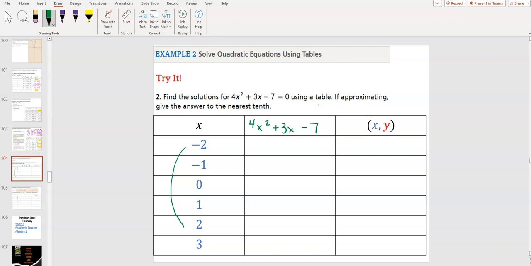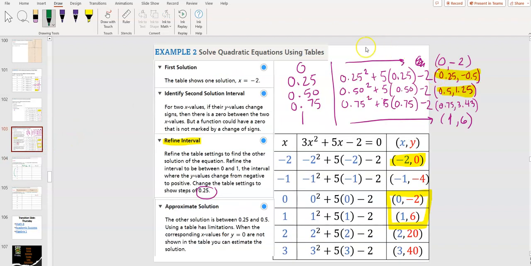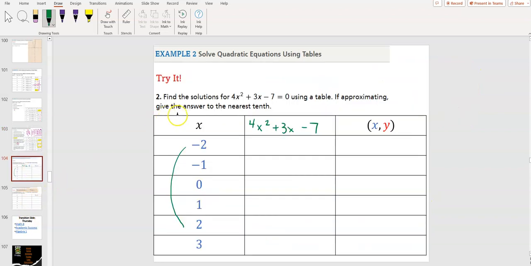If you do -2 and your answer for y is nowhere near 0, you might need to adjust your numbers. But if you do -2 and it's really close to 0, you can keep going up or down depending upon how close you are to 0 and where you think you need to go. I'm going to do the first one with you just to show you what you're doing, but then I want you to fill out the rest of the table and see if you can find those zeros. Remember, when your y's change signs, you're going to isolate those two numbers and then dive in deeper like we did on the previous page, and try to find that 0 to the nearest tenth. And that's what it says here: if you're approximating, find the answer to the nearest tenth.